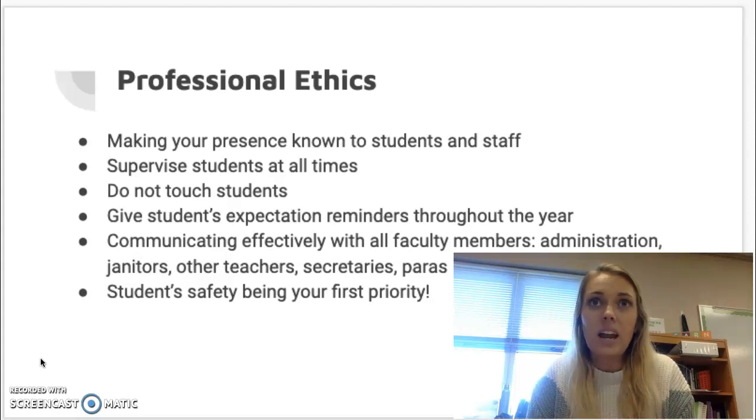And then last but not least, probably the most important is obviously student safety being your first priority at all times. You should always be aware what students are doing, what they're getting into, possible things that could happen. You should always have that in the back of your mind. And no matter what you're doing, make sure the safety of the student comes first.